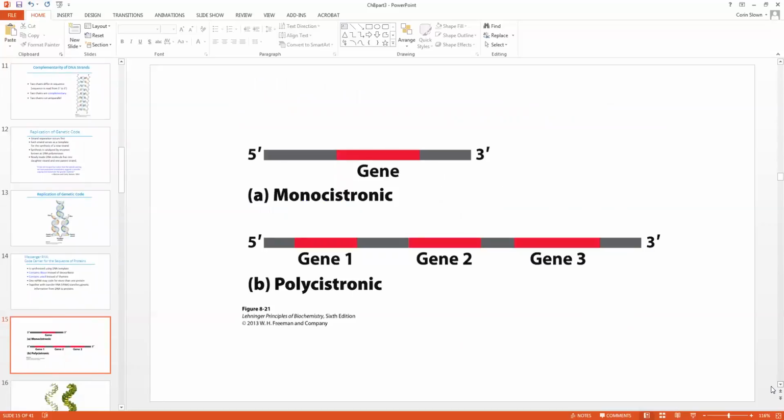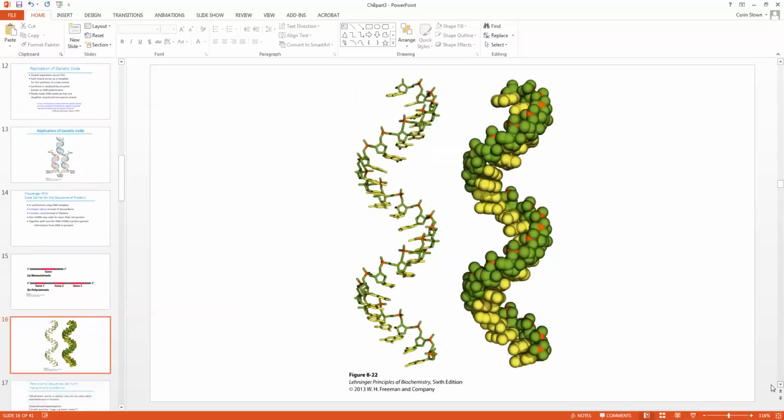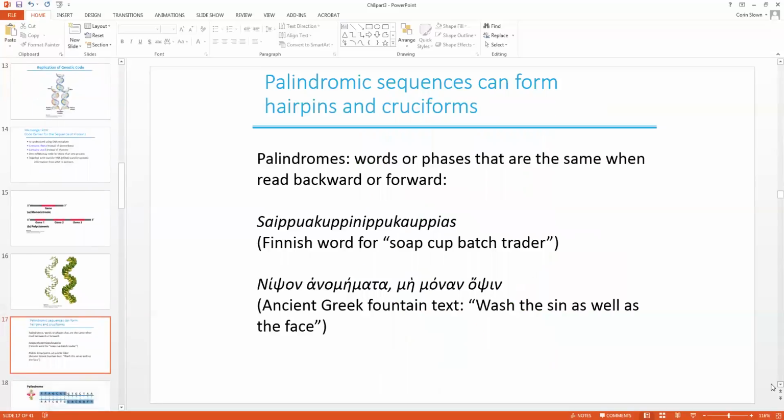So if we think about monocistronic, that's a single gene, as opposed to polycistronic, that's multiple genes being carried on a sequence of DNA. One of the things that we can see here is our RNA, as opposed to our DNA, where the DNA is blue and the RNA is green, just as a comparison.